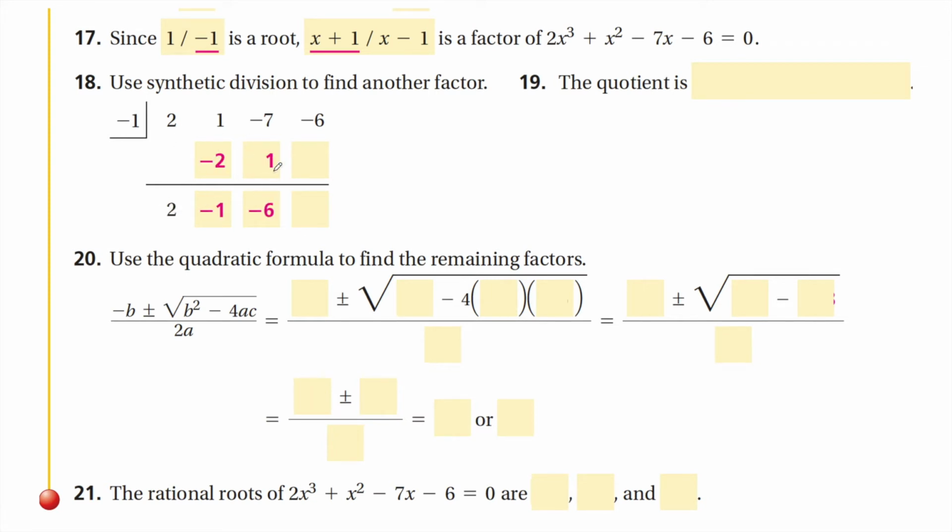Going through it each and every step of the way, we get that 0. And remember, this last little bit is that remainder. So the quotient is going to be 2x squared minus x minus 6. The 2 goes in front of the x squared because we're taking 1 away from that degree. The negative 1x comes from that negative 1, and that minus 6 is going to be that constant.